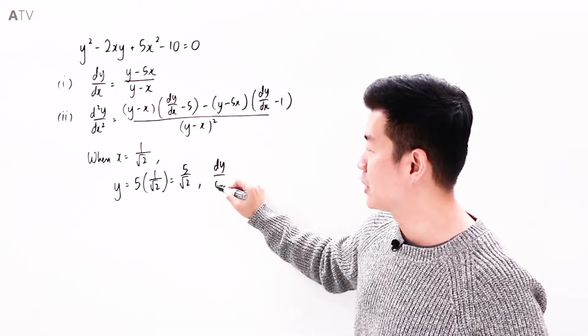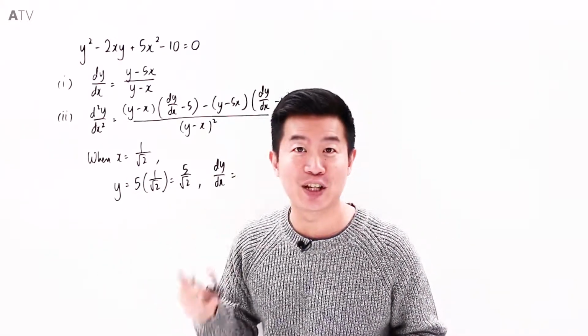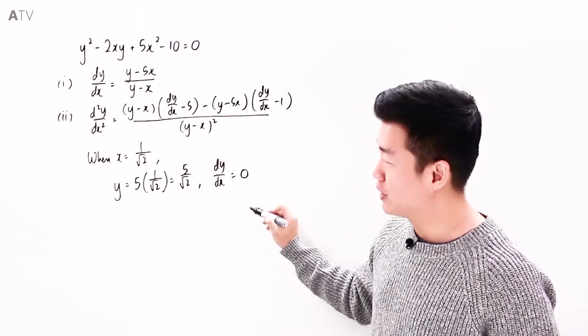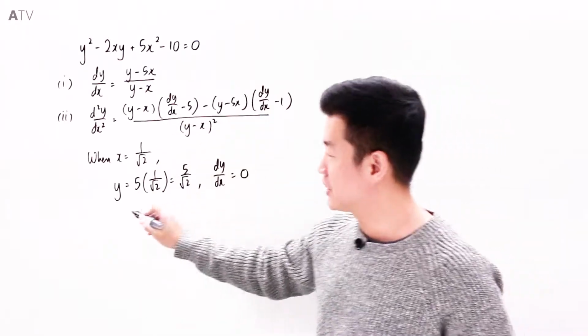And how about dy/dx? Since this is the value of x when we try to find the stationary point, that means when x is equal to this, dy/dx should be equal to 0. Let's substitute these three pieces of information into d squared y over dx squared.